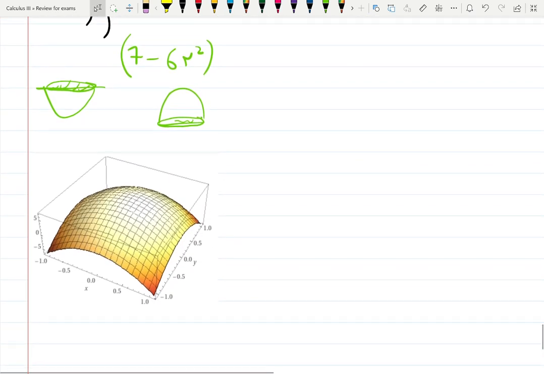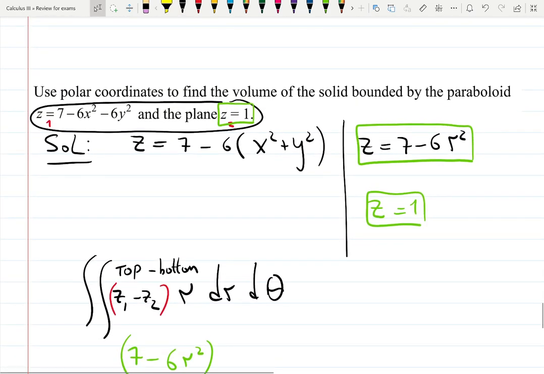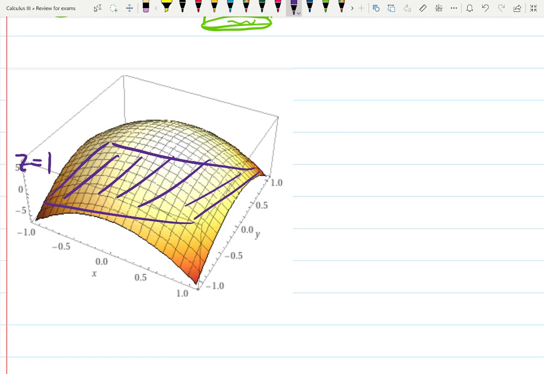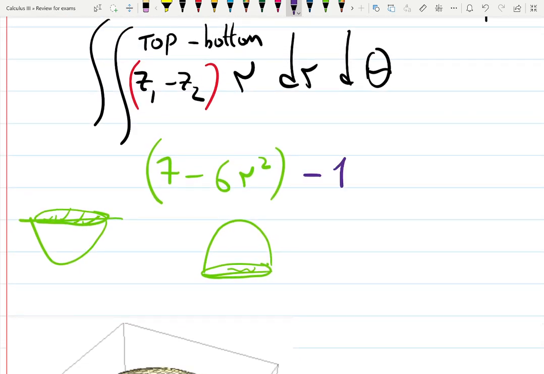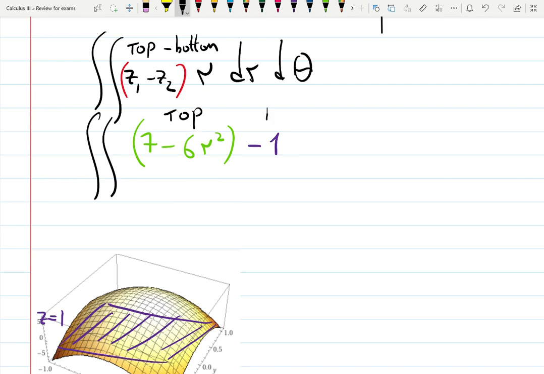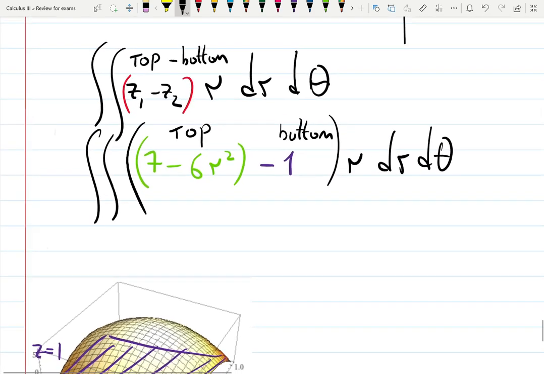Z equals 1 makes a cut. So if x is a million and y is a million, 7 minus a million is a very small number. So z equals 1 makes a stop of this decay. For example, it looks like so. So the plane z equals 1 is below. Thus, it will be minus 1 inside of the integral because of the top minus the bottom idea. Double integral, top and bottom, r, dr, d theta, in parentheses or brackets.